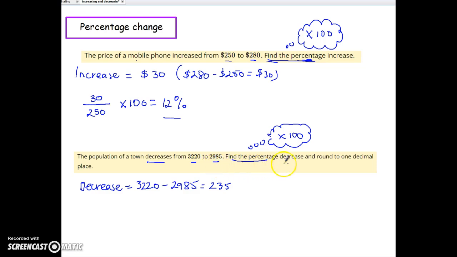Now to find what that is as a percentage decrease, we put our actual decrease, which is 235, divide it by the original amount. It was originally that before we decreased. Then find the percentage. Well, to find a percentage, I multiply by 100. There's your sum. Off you go to your calculator.